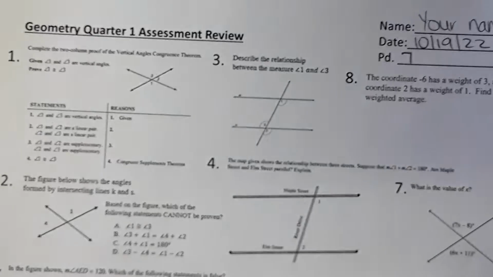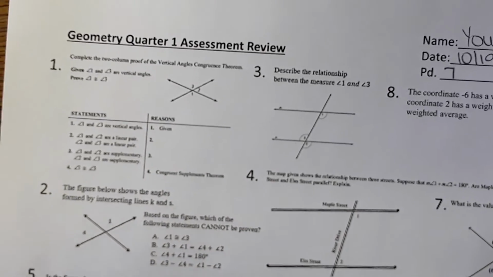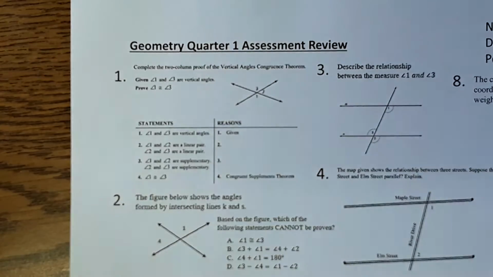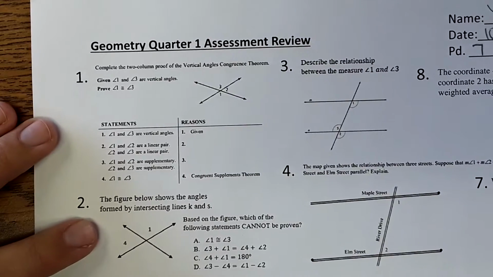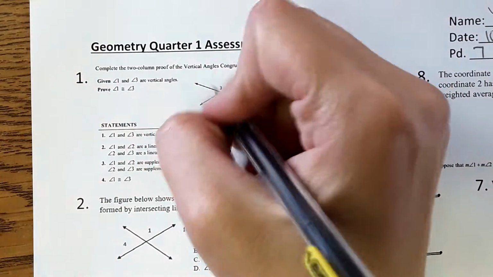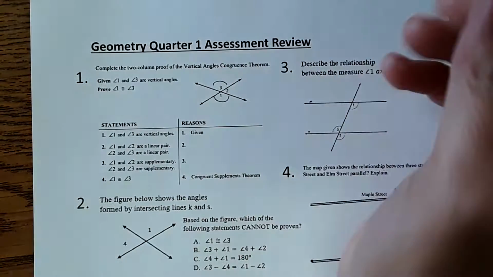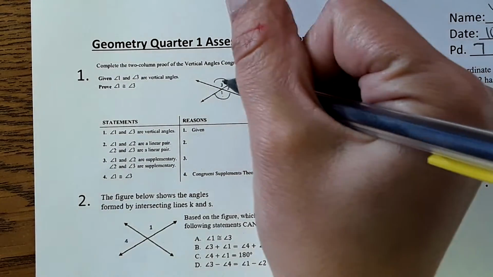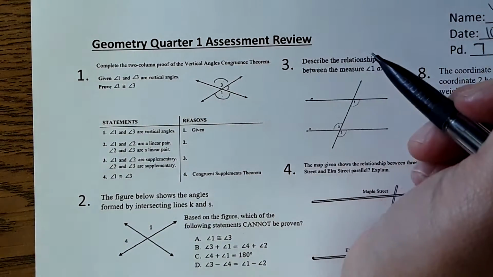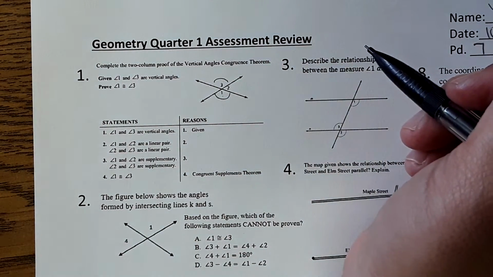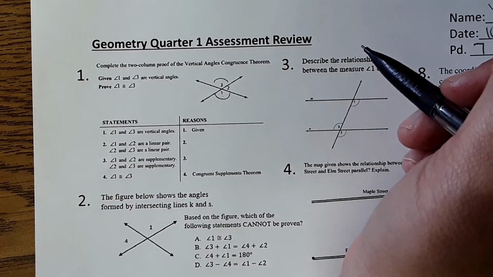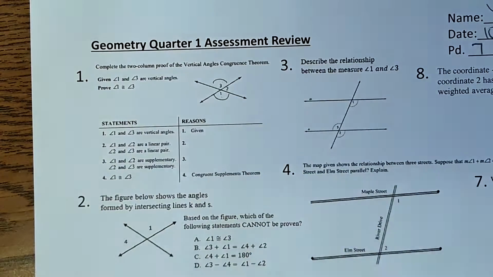Okay, so it starts with a proof. It says, given 1 and 3 are vertical angles, so just identify 1 and 3. Prove that 1 and 3 are congruent. Now we could prove they're congruent because of vertical angle theorem, but that's not where this proof goes with this.